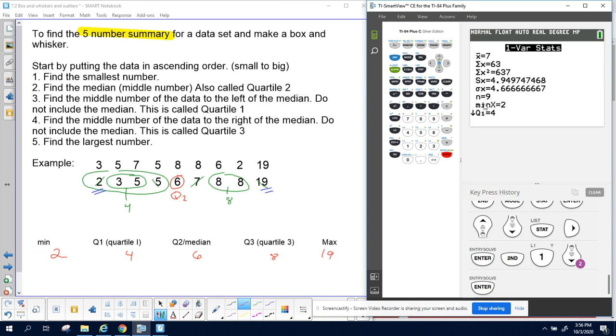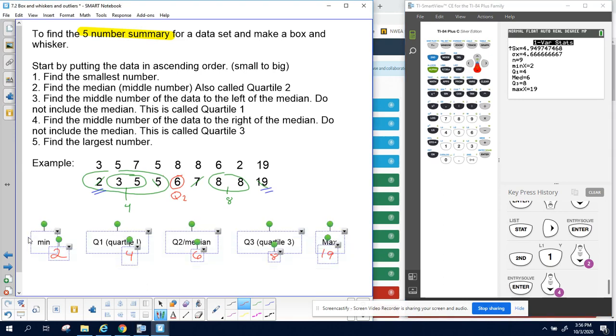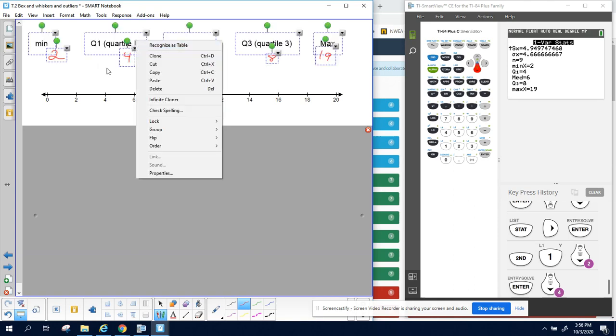But we're most interested in what's underneath here. I'm going to push the down arrow a couple times to get our 5-number summary right here: 2, 4, 6, 8, and 19, just like we found by hand. All right, you guys have also practiced making the actual box and whisker with the 2, 4, 6, 8, and 19. I'm going to copy these numbers and refresh your memory on the actual making of the box and whisker.